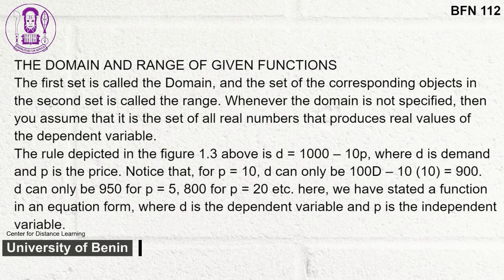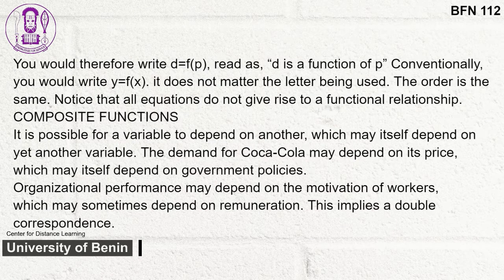Here, we have stated a function in an equation form, where d is the dependent variable and p is the independent variable. You would therefore write d = f(p), read as d is a function of p. Conventionally, you would write y = f(x). It does not matter the letter being used. The order is the same. Notice that all equations do not give rise to a functional relationship.